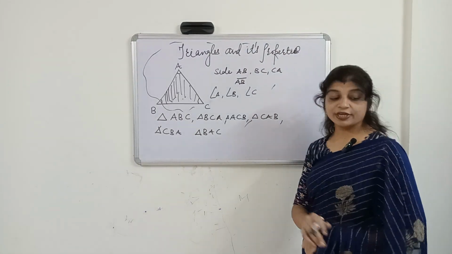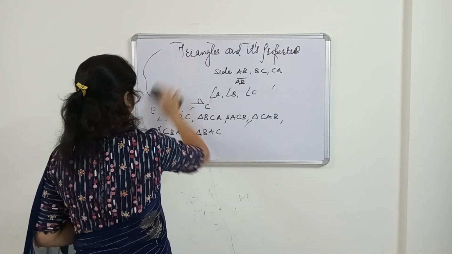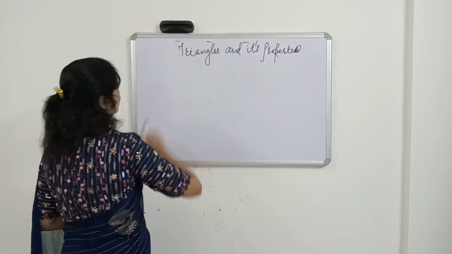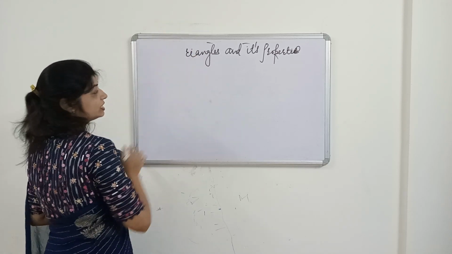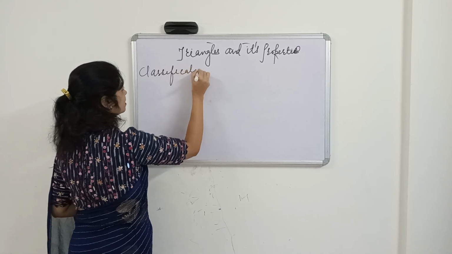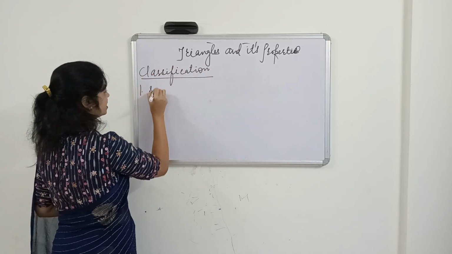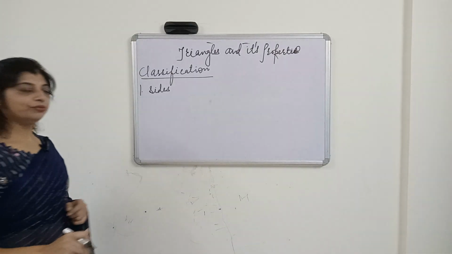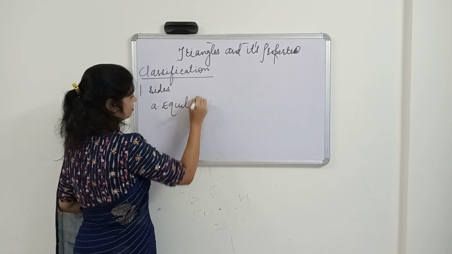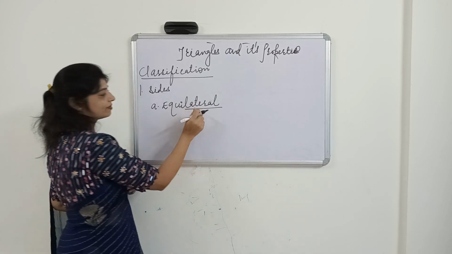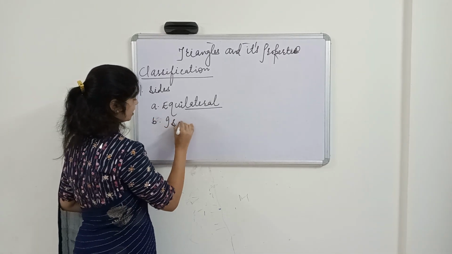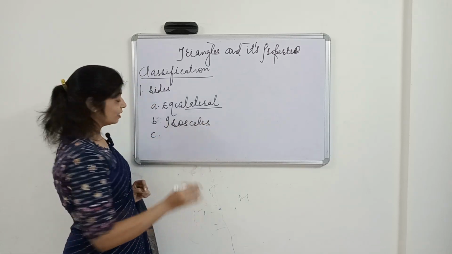Then coming to the next point, classification of triangles. How to classify? We classify triangles based on 2 parameters: one based on angles and another based on sides. First we will see classification of triangles based upon sides. The first parameter we will use is sides. When all 3 sides are equal, it's an equilateral triangle. This lateral word means sides. Second, when any two sides are equal, that triangle is known as an isosceles triangle. When no side is equal, it's a scalene triangle.